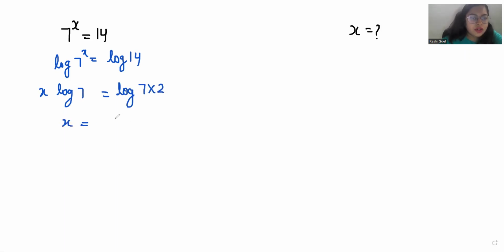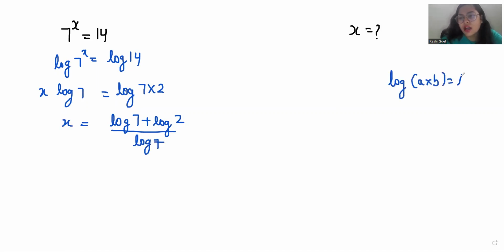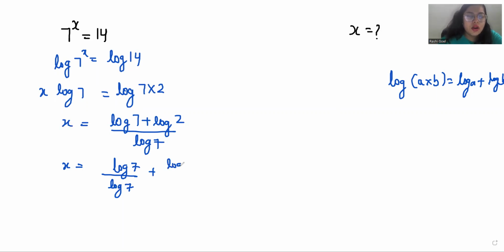So x is equal to log 7 plus log 2 by log 7, because there is a property of log: a times b, we can write it as log a plus log b. So x is equal to log 7 by log 7 plus log 2 by log 7. So x is equal to 1 plus log 2 with base 7. So this is the value of x.